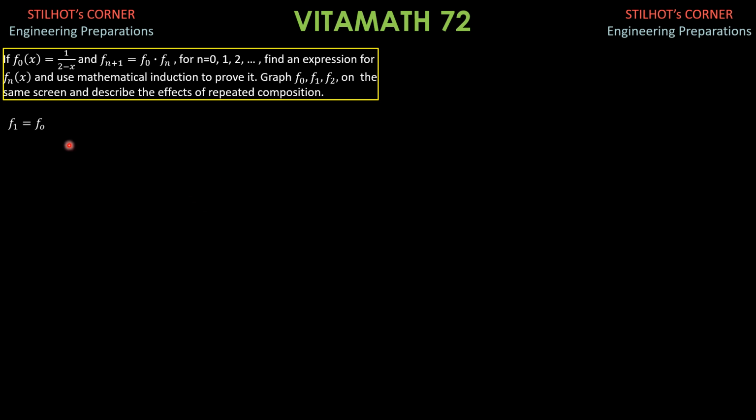So F1 is F0 times F0. So it is 1 over 2 minus x over, we replace x here by F0, which is 1 over 2 minus x. Then we simplify. So that would be F1 equals 1 over 4 minus 2x minus 1 all over 2 minus x. So since this is the denominator of the denominator, this becomes the numerator 2 minus x, and the denominator is 3 minus 2x.